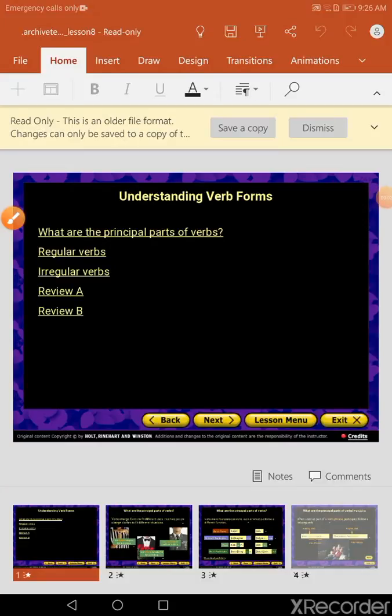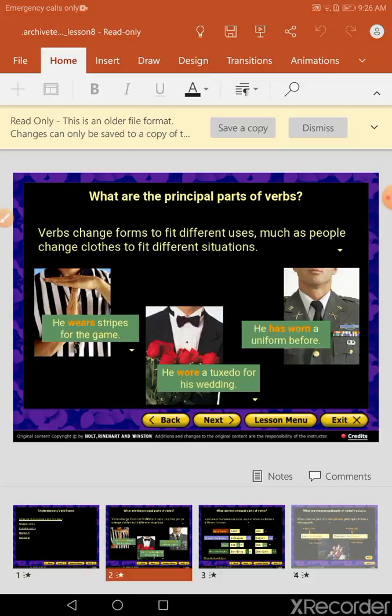Hi guys. Okay, today's lesson is understanding verb forms. The first point we're going to discuss is what the principal parts of verbs are. Number two, regular verbs. Three, irregular verbs. Okay, so let's move to the first point.